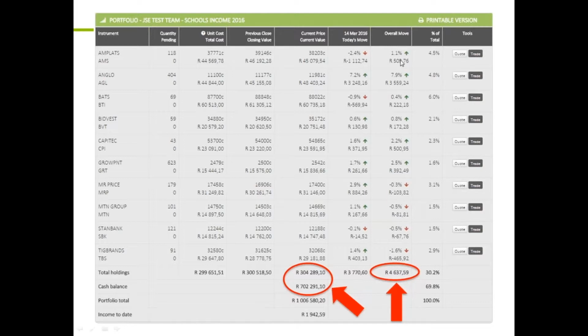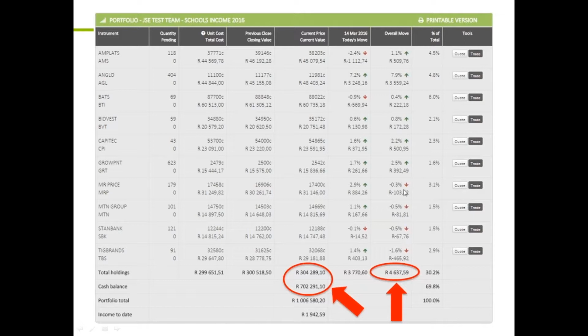And here you can see on this column, the 14th of March 2016, it's a negative 2.4%, or minus 1,112 Rand and 74 cents. Then the overall move is what has happened to the share from the moment you've bought it up until now, and you will see it's 1.1% or 509 Rand and 76 cents. So this is what you can watch.